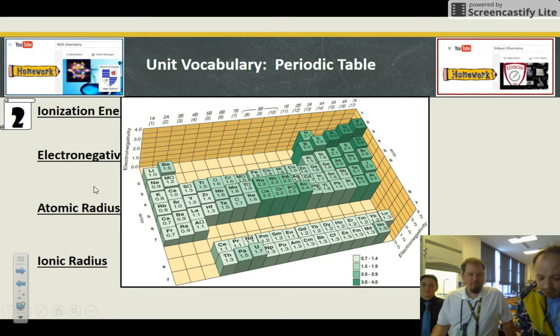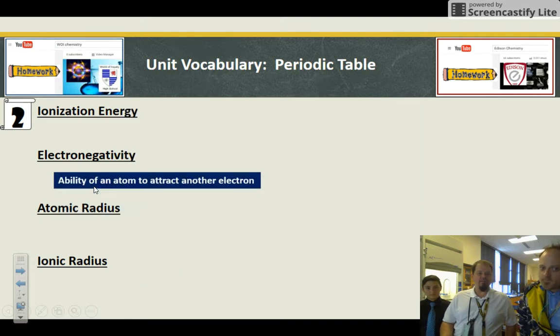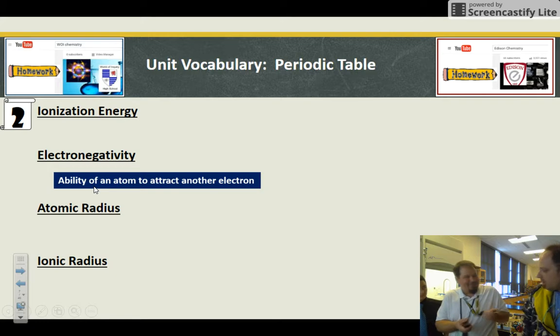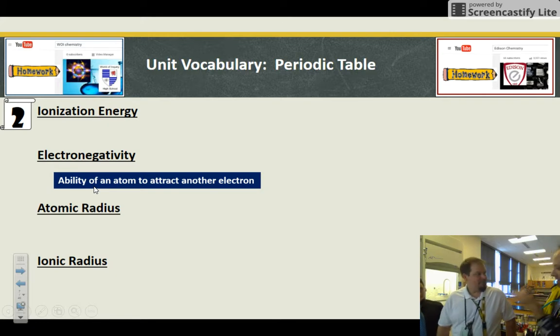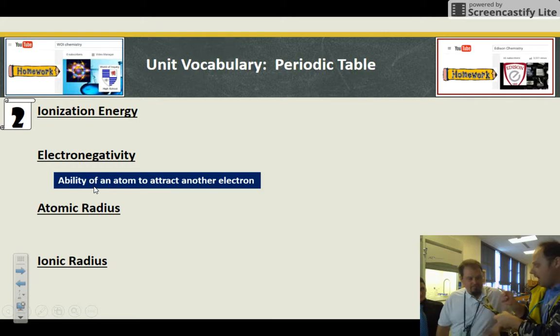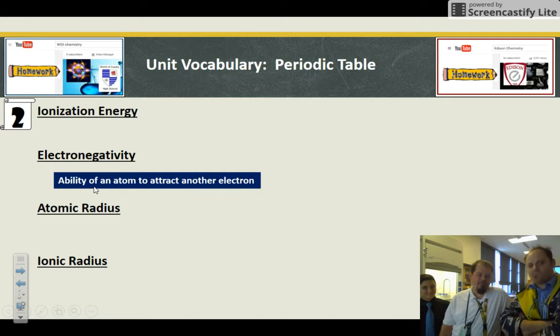And there's a trend for electronegativity. Electronegativity is almost how much I want to hold on. Or technically, it's my attraction for his electrons. So how bad I want to pull on these versus how hard he's holding on to them. It's tug of war. It'll become apparent.